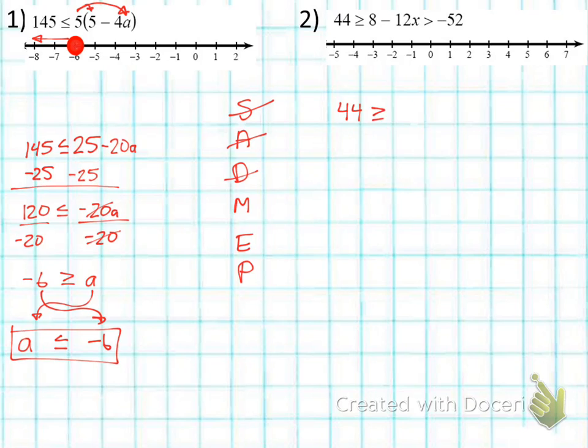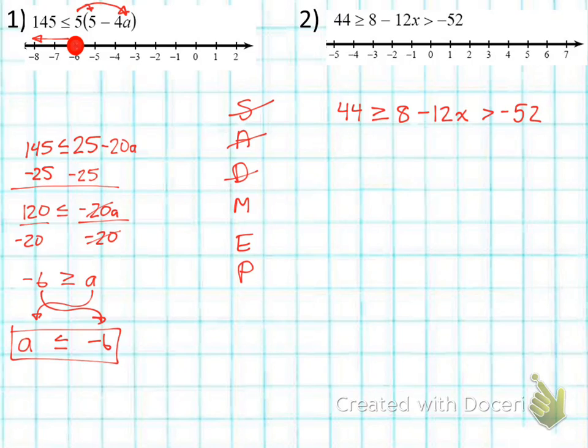Is greater than or equal to 8 minus 12x, which is greater than negative 52. Okay? So the first thing I notice is that there's two inequalities. There's an inequality sign here, and there's one over here. The x is in the middle. So x is already somewhat isolated, but it still needs to be isolated some more. There's a positive 8, and then the negative 12 is being multiplied into it.